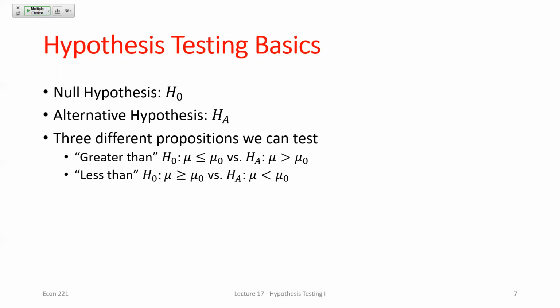The only way I could ever reject the null is if I see something on one side of that distribution, right? Something that is above that value of 7.